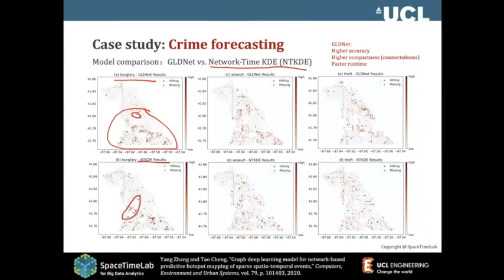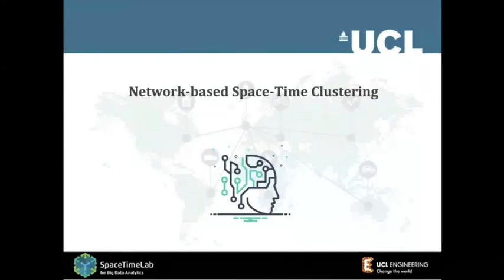So in this way, we think the network-based, graph-based, or so-called gated local diffusion network-based model does even better than network-based KDE. This paper has just been published. You can read it further if you are interested. So I think that ends my examples of network-based prediction.